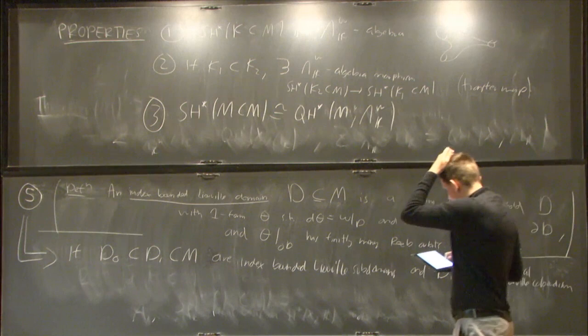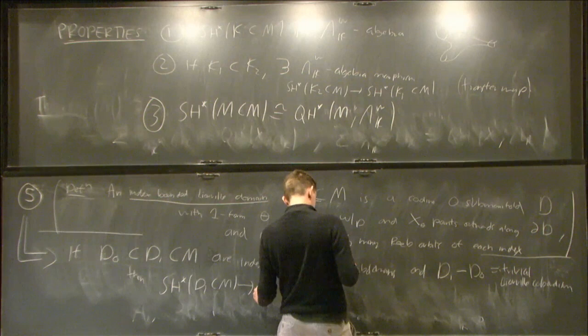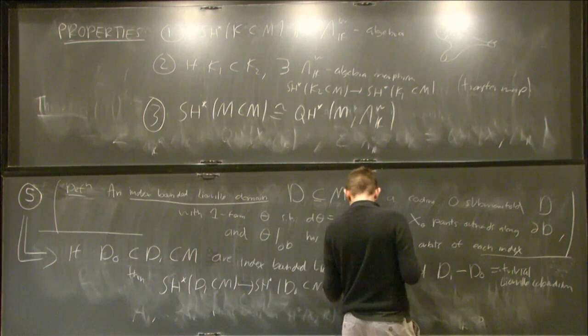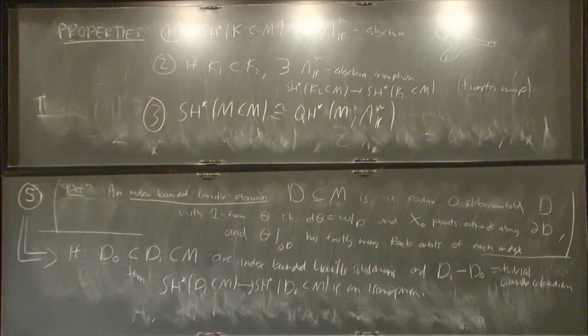So then the transfer map is an isomorphism. So then symplectic cohomology D1 inside M to symplectic cohomology of D0 inside M is an isomorphism. Okay, so that's property 5. And then, okay, one more property.